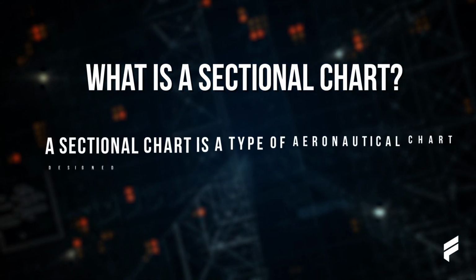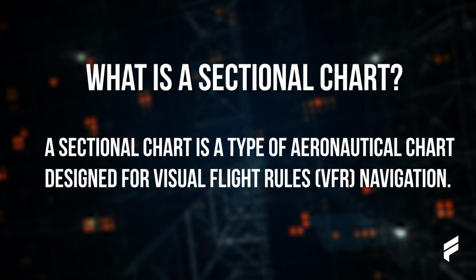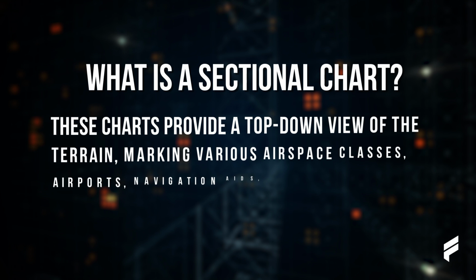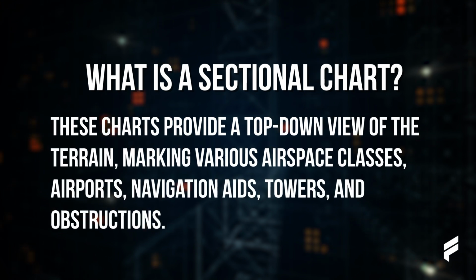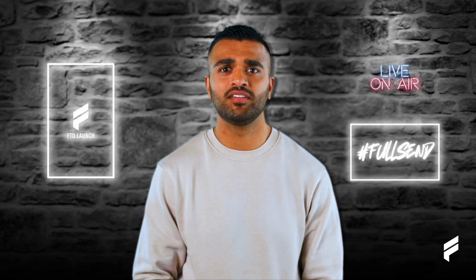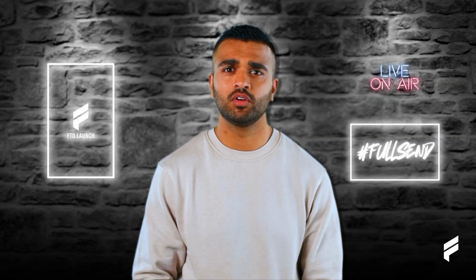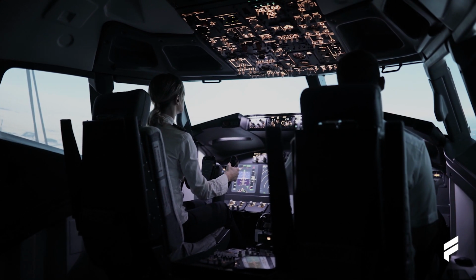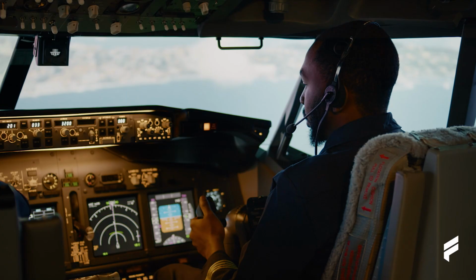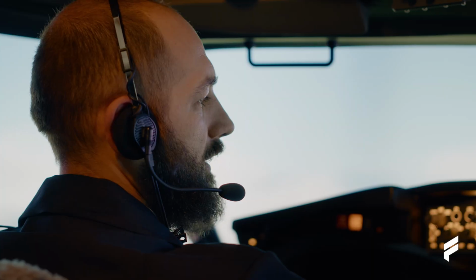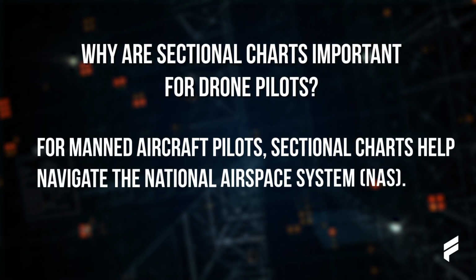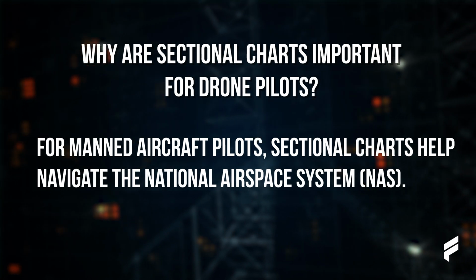A sectional chart is a type of aeronautical chart designed for visual flight rules (VFR) navigation. These charts provide a top-down view of the terrain, marking various airspace classes, airports, navigation aids, towers, and obstructions. They're published by the FAA and updated every 56 days to ensure accuracy. Sectional charts are used by almost all aviation professionals, acting as a map for identifying airspace boundaries, communication standards, and potential hazards. For manned aircraft pilots, sectional charts help navigate the National Airspace System, NAS.